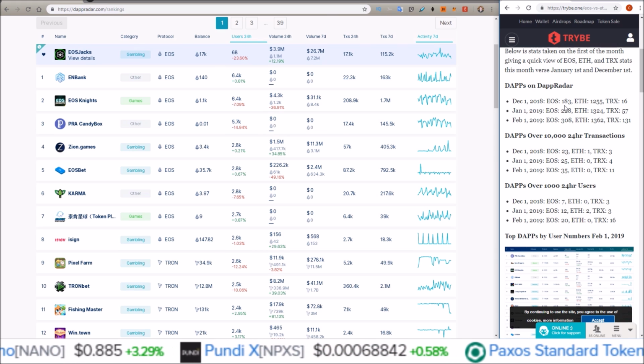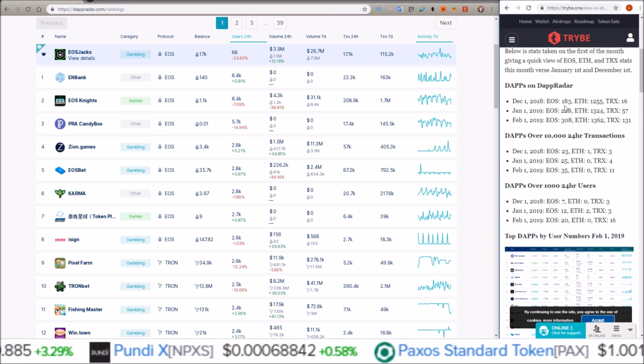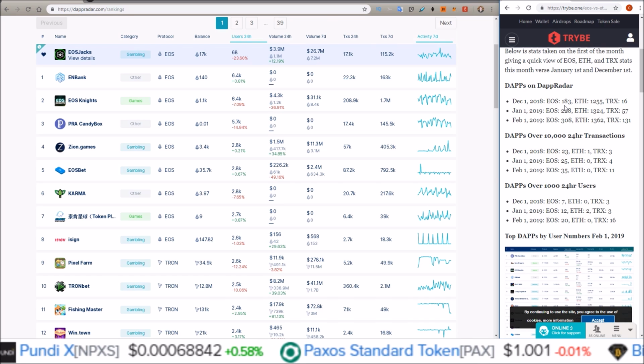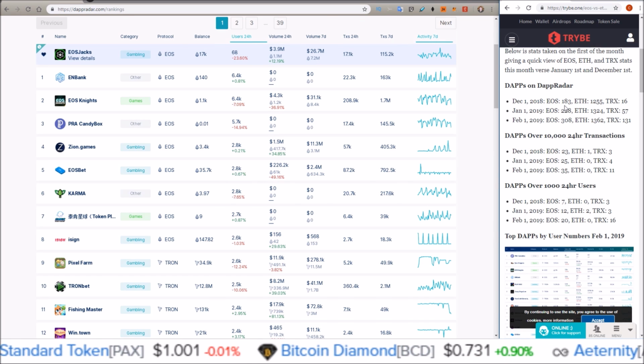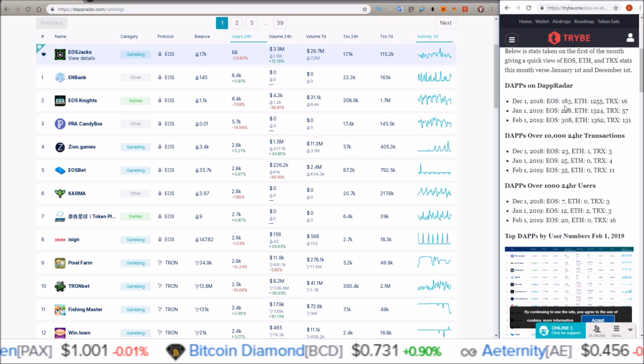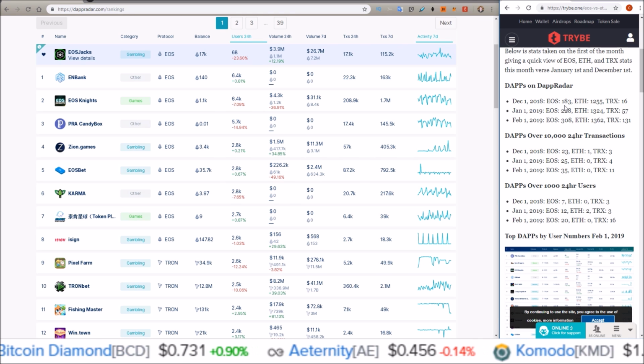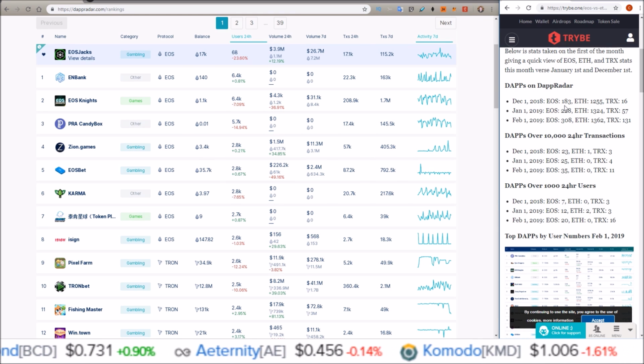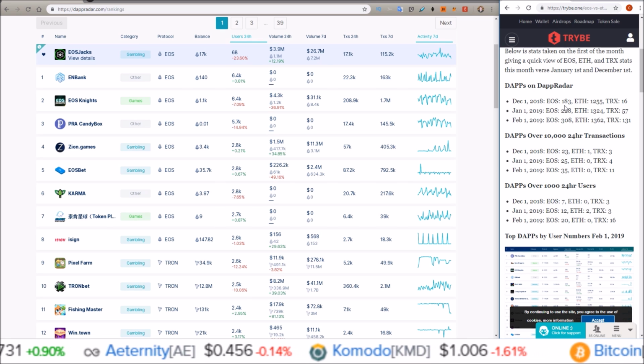So that is going to do it for this month's EOS versus Ethereum versus Tron Dapp comparison. Ethereum continuing to struggle. EOS really blossoming here. And Tron's definitely holding its own, but EOS owns an 80% share of that top 10 in all three of those major categories.